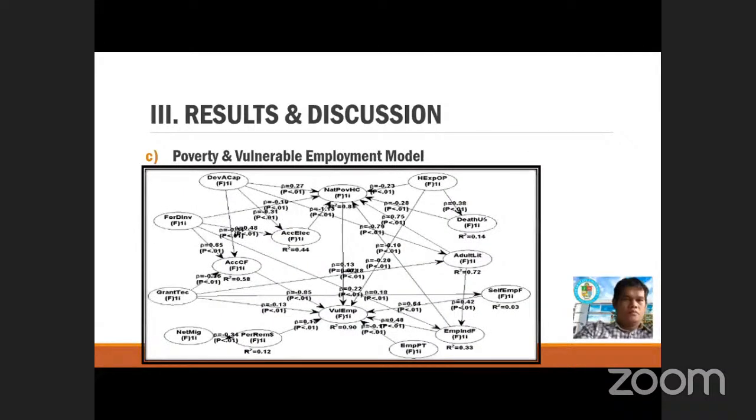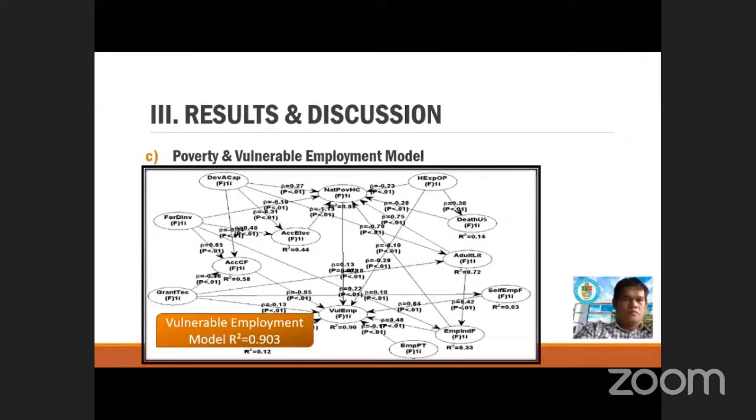The PLS structural equation model for poverty and vulnerable employment, illustrated in a figure, showed a good fit as reflected by the model fit indices. The coefficient of determination, or R squared, equals 0.903, which indicates that the variables included in the model account for 90.3% of the variance in the dependent variable. The average variance inflation factor of less than 3.3 implies the absence of multicollinearity, while the Tenenhaus goodness of fit reflects the large effect sizes and the large explanatory power of the model.